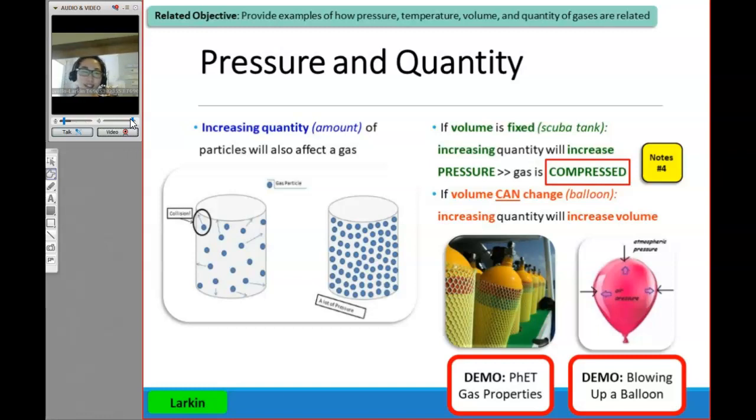All right, so here's the deal. Now, if we have a volume that is fixed like a scuba tank and I'm adding more and more gas into that scuba tank, what do you think is going to happen to that scuba tank? If I'm just trying to get more and more air into it, what do you think is going to happen? Tell me in the chat box. Yeah, eventually I'm going to add too much and it's just going to blow up, all right?